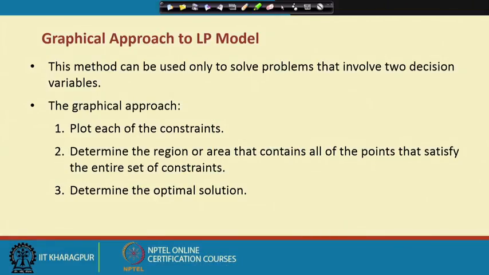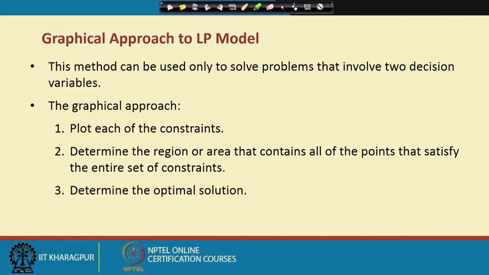In the first step, plot each of the constraints. Since it is a linear programming problem, obviously all the constraints are in linear format only, and since it is with respect to 2 variables, then obviously with a particular constraint we can have a straight line, and then we can check the feasibility. For instance, in linear programming problems corresponding to a particular objective, the constraint should be less than type or greater than type.